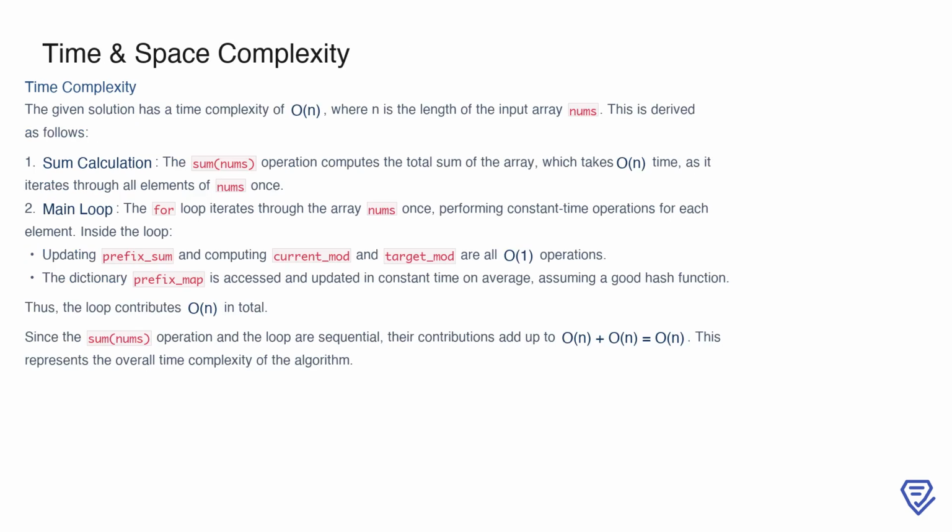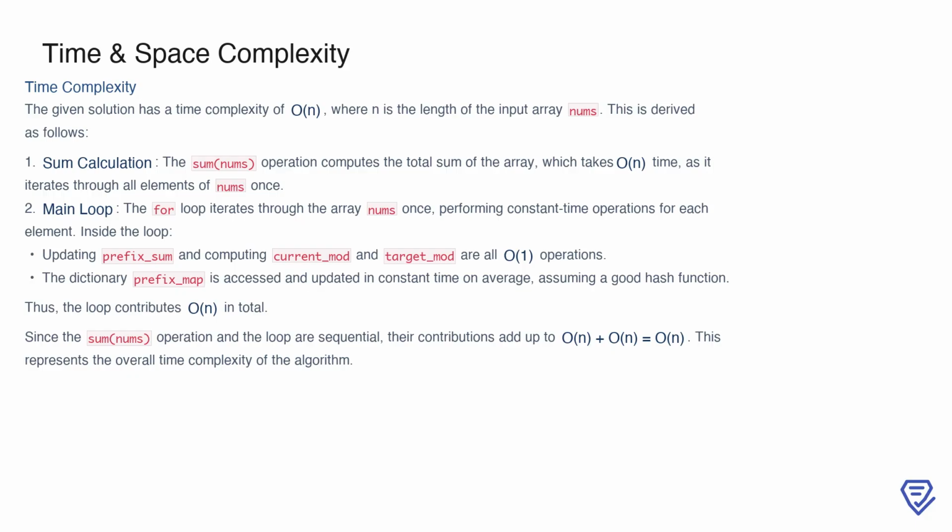The time complexity of our solution is O(n), where n represents the length of the input array nums. This complexity arises from two main components. First, calculating the total sum of the array using sum(nums) requires O(n) time since it iterates through all elements of the array once. Second, the main loop also iterates through the array once, performing constant time operations for each element.